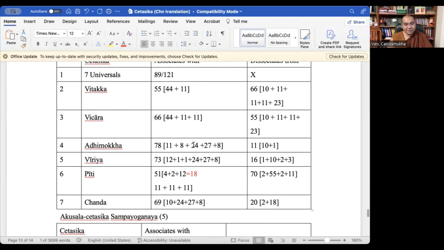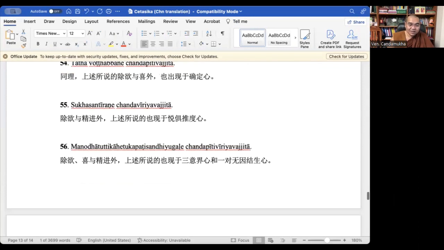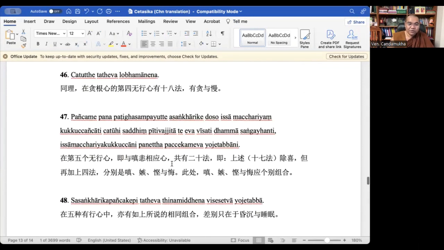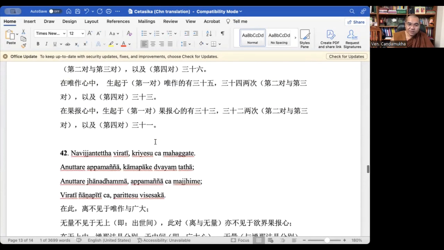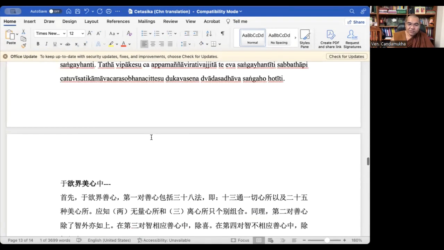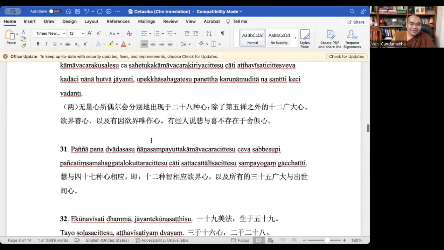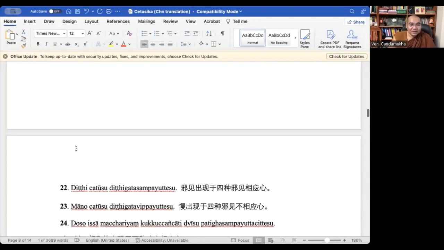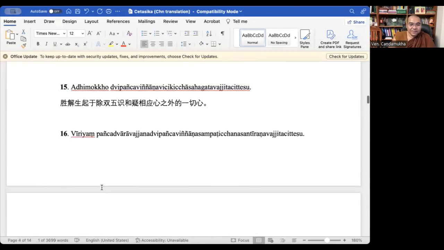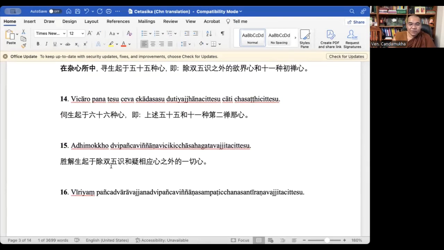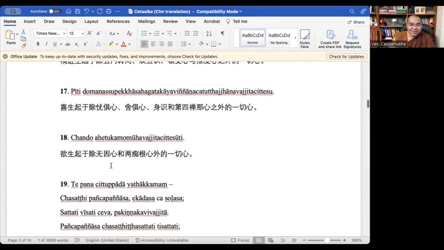With this we can understand the Sampayoga method. This chapter will be helpful for you. Also, paragraph numbers 13 to 18 will be very helpful for you to recognize how many Citta each Cetasika is associated with, and so on. Up to the 18. So please remember the chart.